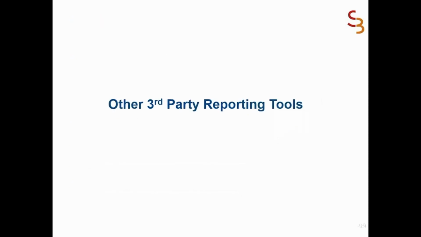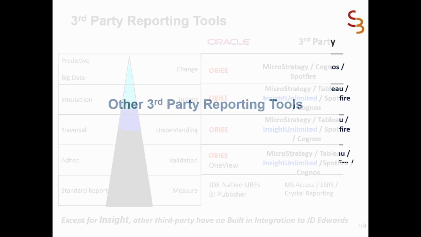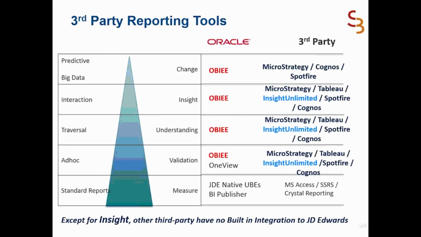Now, let's look at what other third-party tools are out there, as well as some of the tools that we've already discussed. So let's take a look at these third-party reporting tools in conjunction with OBIE and where things fit overall in the reporting pyramid. As we mentioned before, OBIE is a comprehensive BI platform. Therefore, it can provide capabilities all up and down the pyramid. Keep in mind, with OBIE, you do need to implement a data warehouse, and there could be expensive licensing requirements. A data warehouse implementation in itself is a significant undertaking.